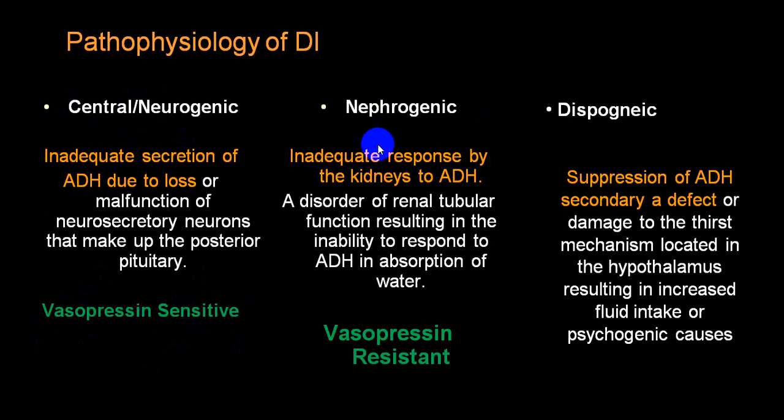While in the nephrogenic variety, there is normal production of ADH hormone, but there is no effect on the renal tubules, and hence there is no reabsorption of water. And this we call vasopressin resistance. While in the dipsogenic variety, it is a suppression of ADH because of excessive intake, secondary to excessive thirst, and the person takes a lot of water, fluid intake is increased, and this is because of a psychogenic cause.